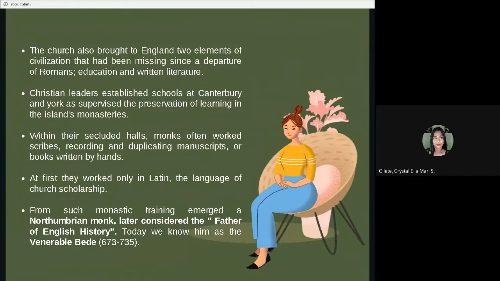Bede was a master of thorough research, tracking down information by studying earlier documents and interviewing people who had witnessed or taken part in past events. His most famous volume was A History of the English Church and People, a monumental work that offers the clearest account we have of early Anglo-Saxon times.